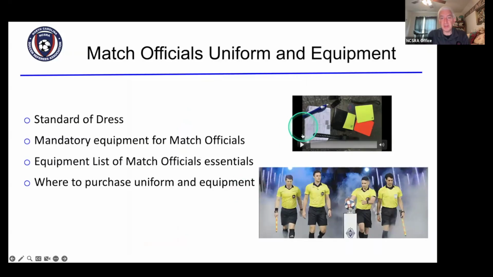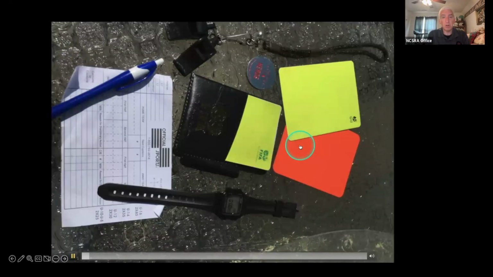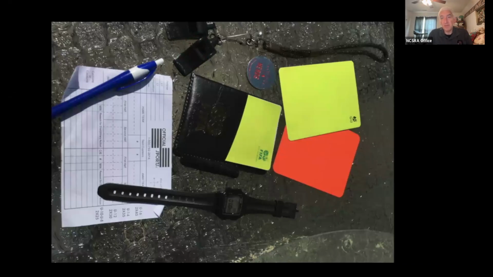So I'm going to play this video, and it's a video of still images, but notice there are two whistles. And in a minute, it's going to say of different pitch.